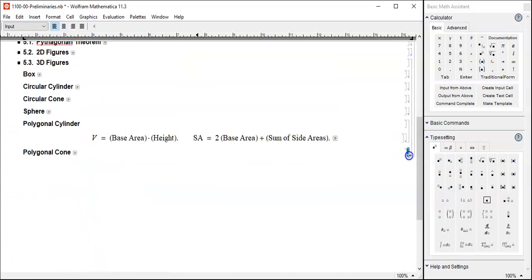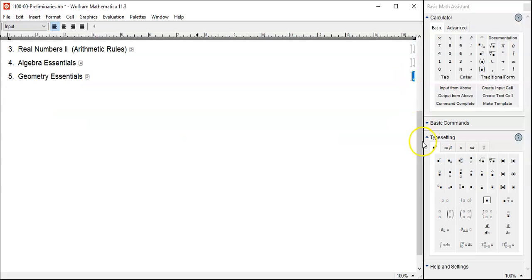All right, so much for section 5. I guess we are done with these preliminaries now.